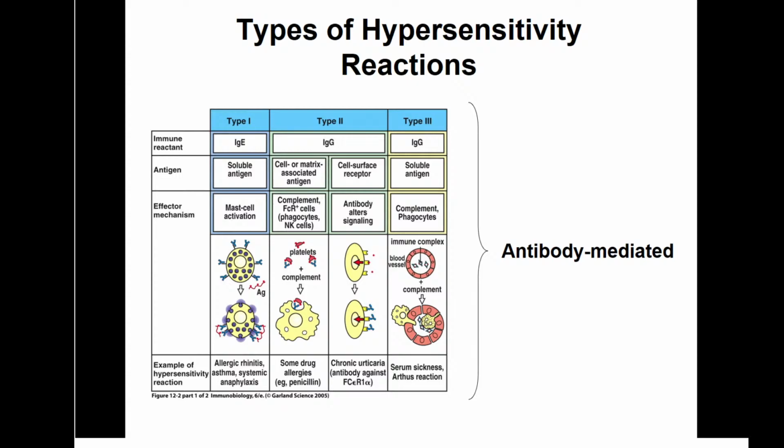If we look attentively, we can see that this classification is based not only on the time of development of the reaction, but also on the mechanism, the pathology of the reaction. So type 1, IgE-dependent or anaphylactic reactions. The antigens of this reaction are soluble antigens. It can be dust or pollen or food and so on. The main effector mechanism is activation of mast cells. Examples are allergic rhinitis, asthma, and of course angioedema and anaphylactic shock.